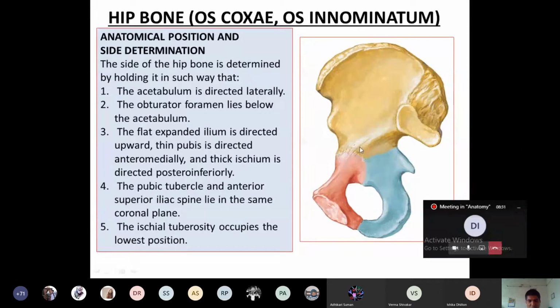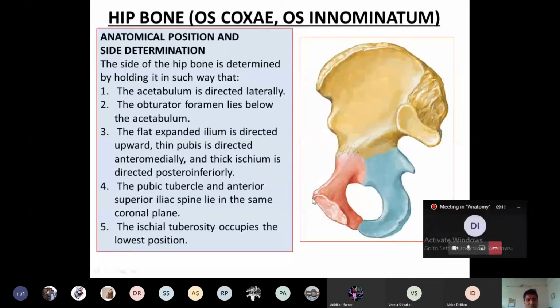See, this is the pubis, this one is the ilium and this one the ischium. These parts I'll explain later after doing the anatomical position and the side determination of the bone. The thick ischium is directed postero-inferiorly. The pubis must be directed anteromedially, and the ilium should lie superiorly. This is the ilium facing superiorly, this is the pubis facing anteromedially, and this is the ischium facing postero-inferiorly.